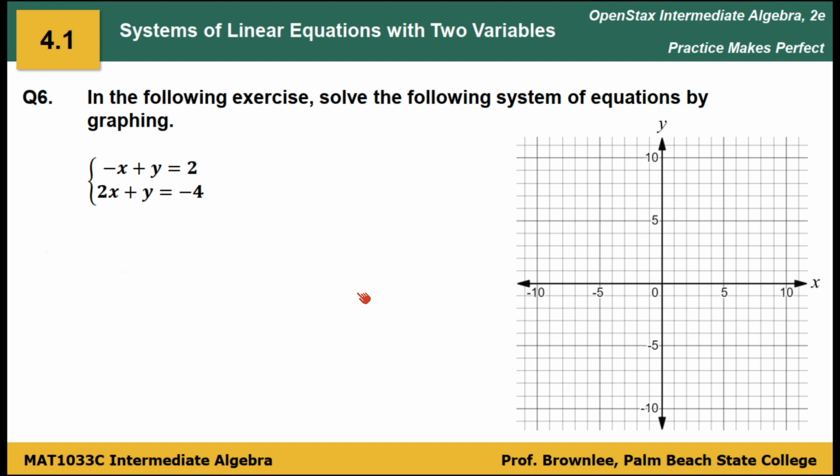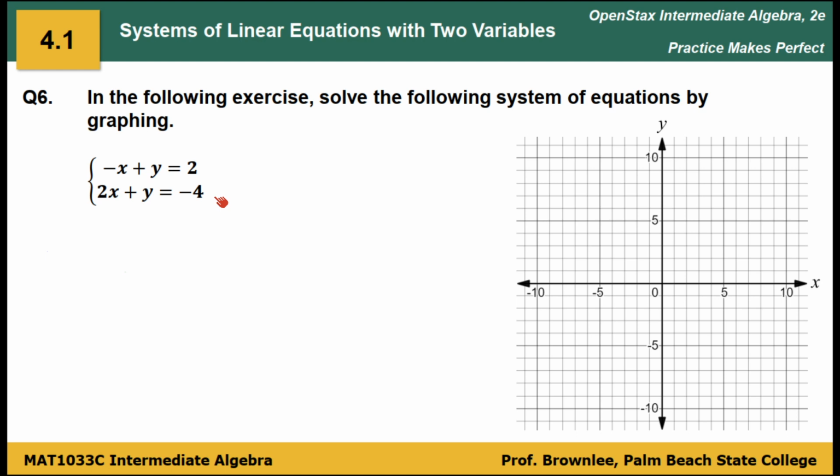And notice here in question 6, we're told in the following exercise, solve the following system of equations by graphing. And we've been given, just as we were with the first video, 2 equations, 2 unknowns. So that's our system. Only this time we don't have any ordered pairs to plug in and test. It's going to be up to us to determine what is the ordered pair that makes this system true, that satisfies this system. And so we are going to graphically discover what that ordered pair might be.